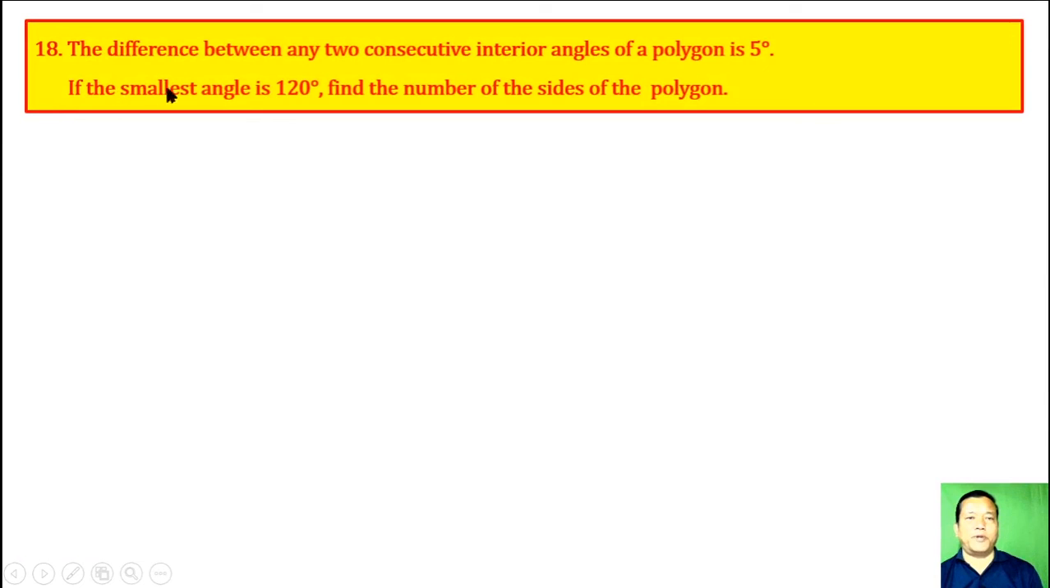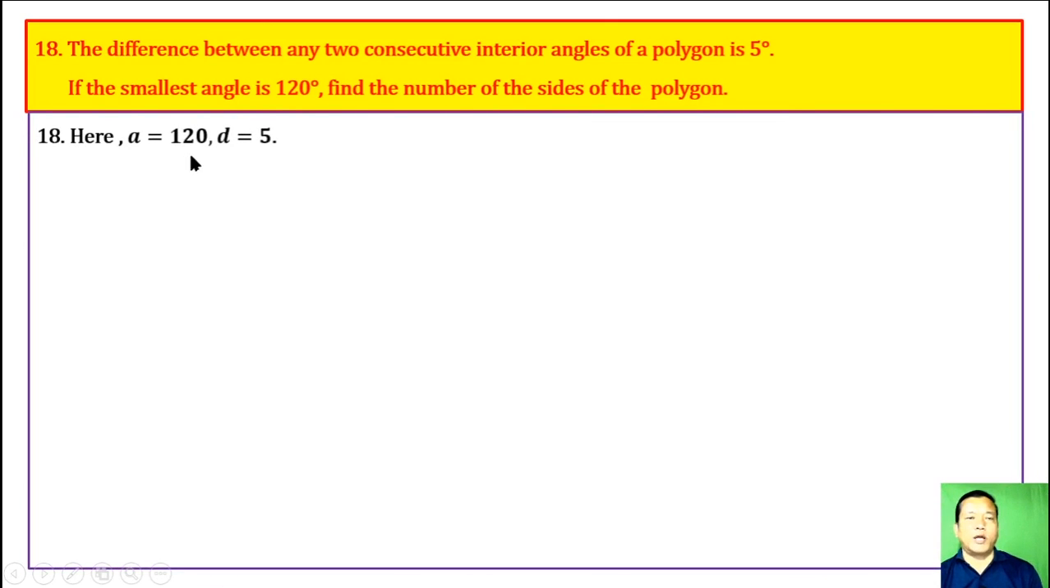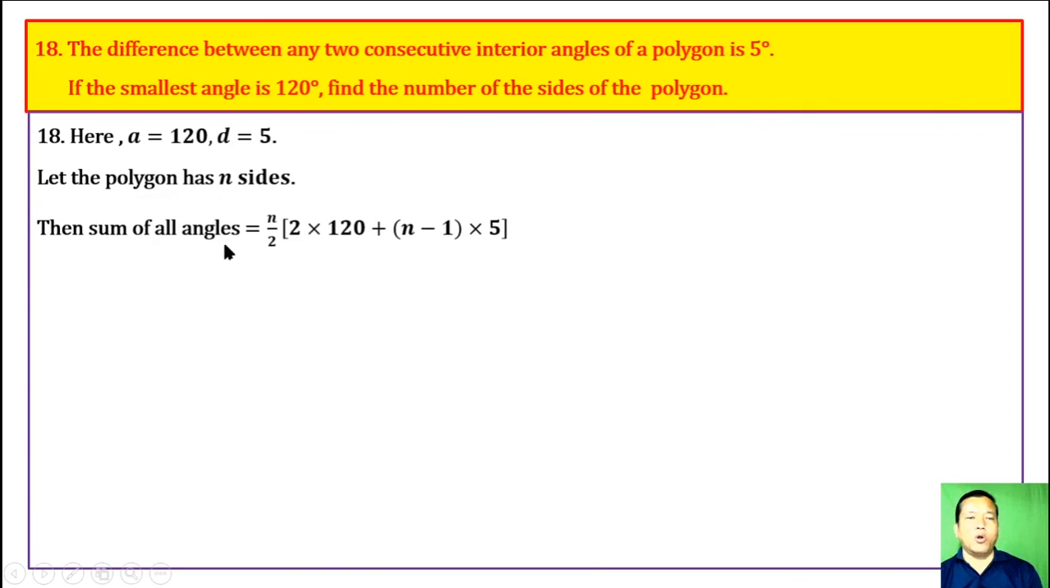Question number 18. The difference between any two consecutive interior angles of a polygon is 5 degrees. If the smallest angle is 120 degrees, find the number of sides of the polygon. Here a is 120, d is 5. Let the polygon have n sides. The sum of all angles is n/2 times [2 times 120 + (n - 1) times 5].